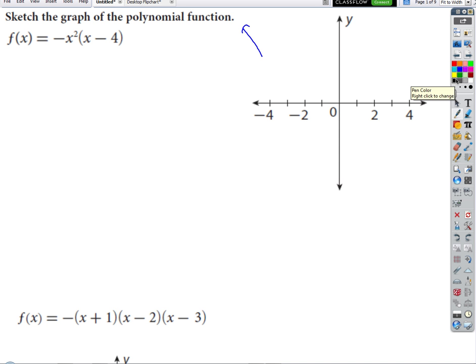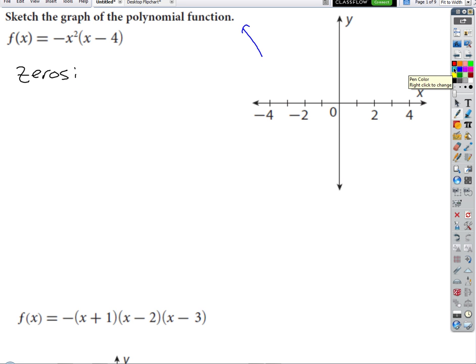How could we figure out what's going on in here? Okay, so for one thing, we want to know where the x-intercepts are, right? We need to know where the zeros are. So what are the zeros of this function going to be? 4 and 0, right?